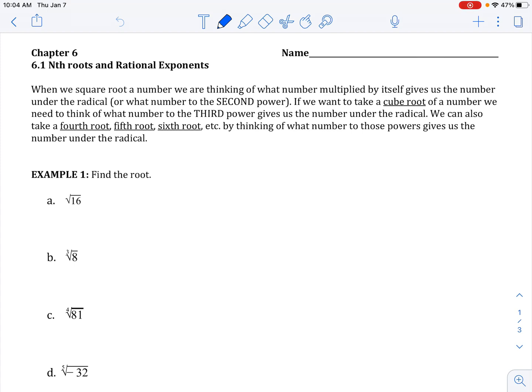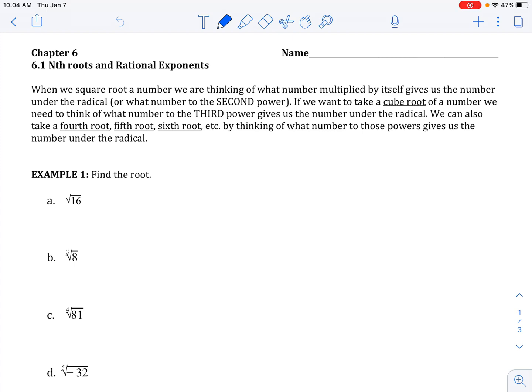Starting on 6-1, we are talking about exponents. This one is nth roots and rational exponents. Okay, so when we take the square root, we're thinking, hey, what number multiplied by itself 2 times gives us a number under the radical? If we take a cube root, we're thinking, okay, what number to the 3rd power?